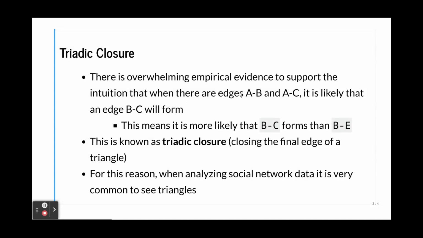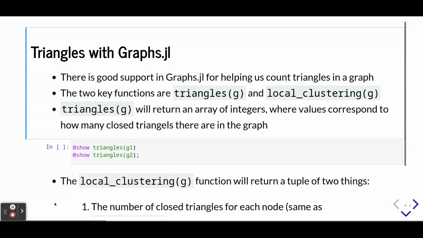This intuition that edges are likely to be formed when we have shared neighbors is known as triadic closure. Now, the name comes from the idea of closing a triangle. So, for this reason, when we analyze social network data, it's really common that you end up seeing a lot of triangle shapes. It's more likely that you'll see a triangle than that you'll see a bunch of random one to one connections without closing that loop.